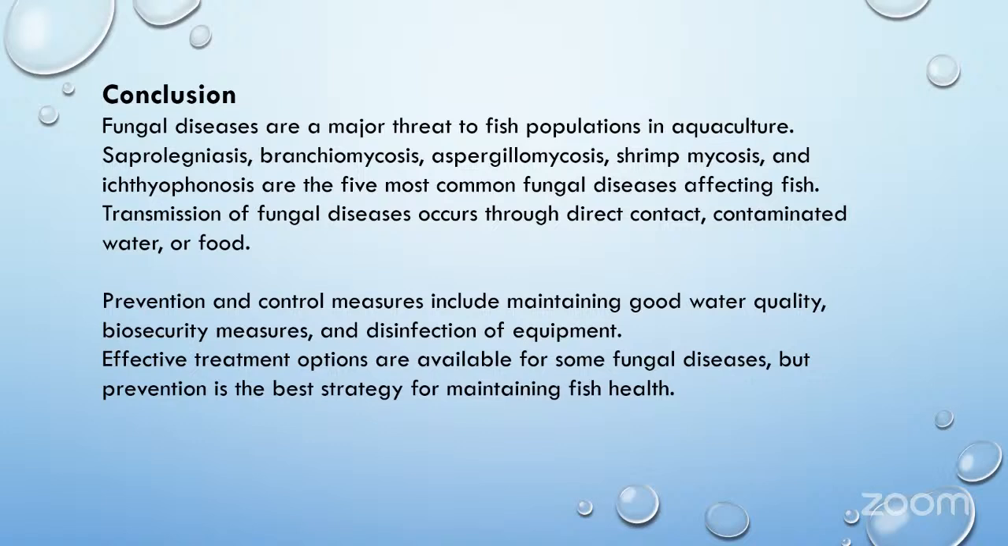Now, how to prevent this? Now, we say prevention is better than cure. So, prevention and control measures include maintaining good water quality, biosecurity measures, and disinfection of equipment. Effective treatment options are available for some fungal diseases, but prevention is the best strategy for maintaining fish health.